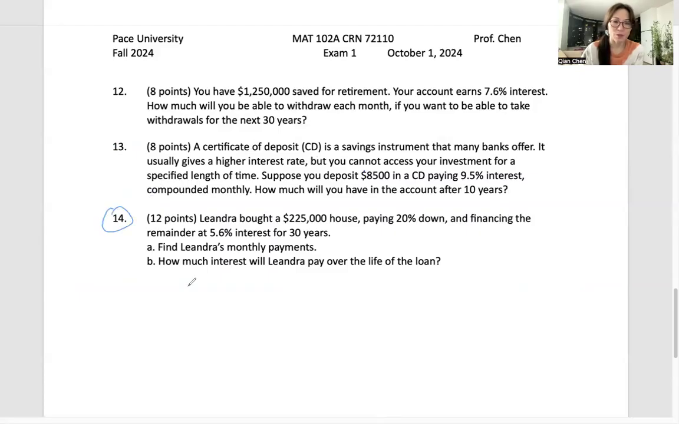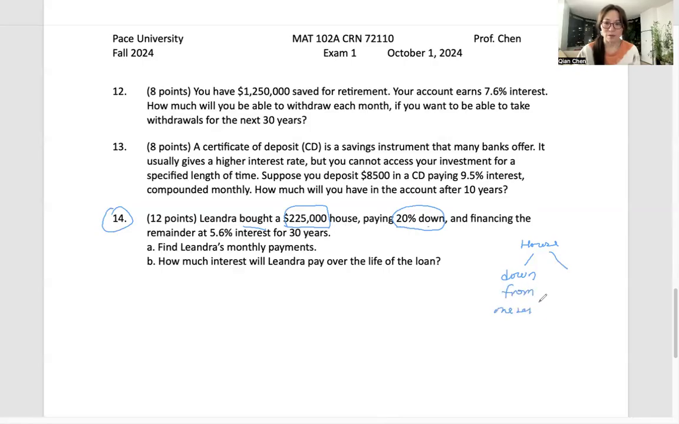14 has 2 parts. Leandra took out a loan for a house. It was this much. And she paid a 20% down payment. So when you buy a house, usually you have a down payment. That is the money from yourself.